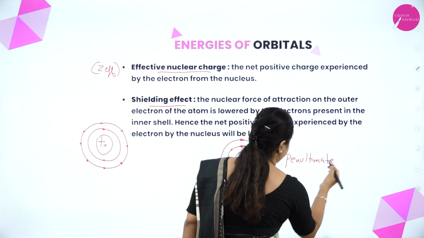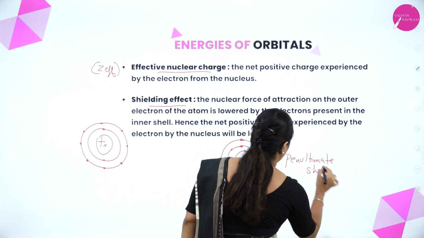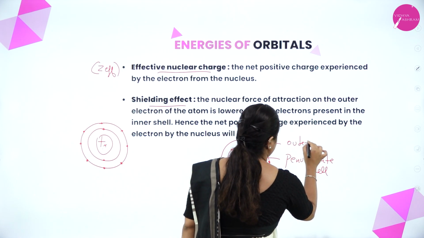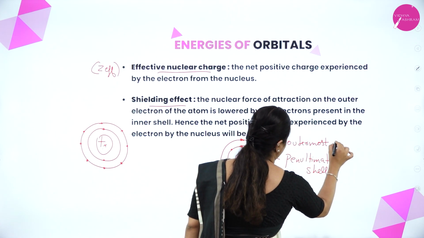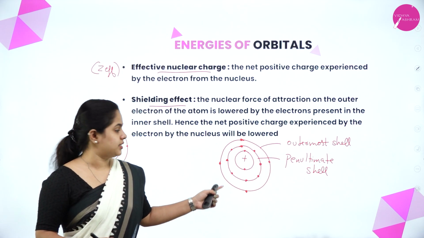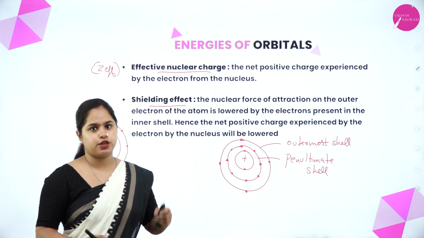So, the outermost, yes, the last shell is called the outermost shell. So in this case, you can see in the penultimate shell, 8 electrons are present.